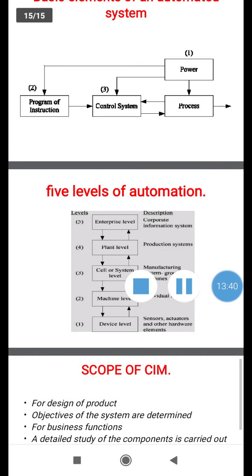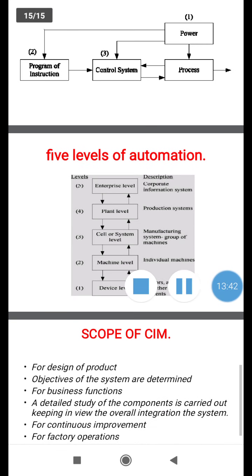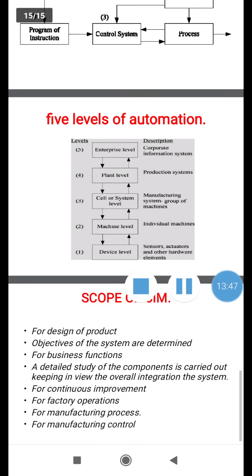Next, what are the levels of automation? Once you install automation in manufacturing, it consists of different levels, from first to fifth. In this, the first one is the device level. In device, what automation is required in our particular devices like sensors, actuators and other hardware elements. Next one is the machine level. In machine, what automation is required, that is the individual machines, and how to implement the automation.